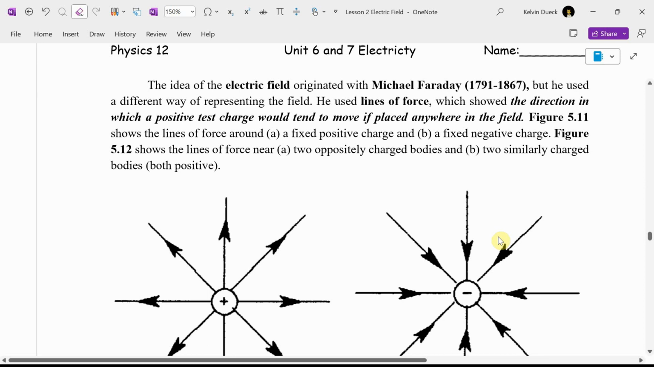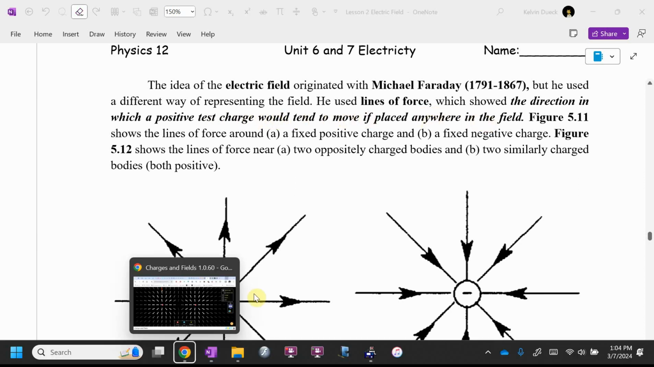So the idea of the electric field originated with Michael Faraday. I told you, great experimentalist, terrible at math. He was basically in the 1800s, the 19th century, and he is the father of electricity. He used lines of force which showed the direction in which a positive test charge would tend to move if it was placed in that field.